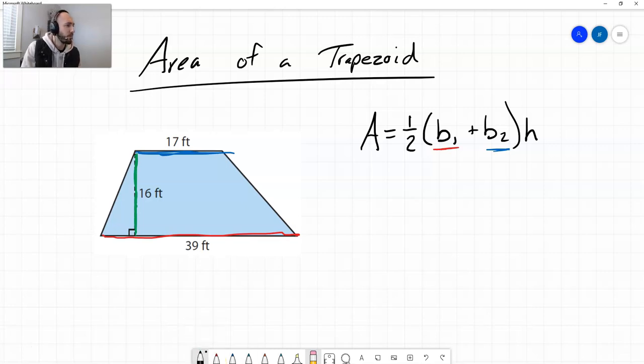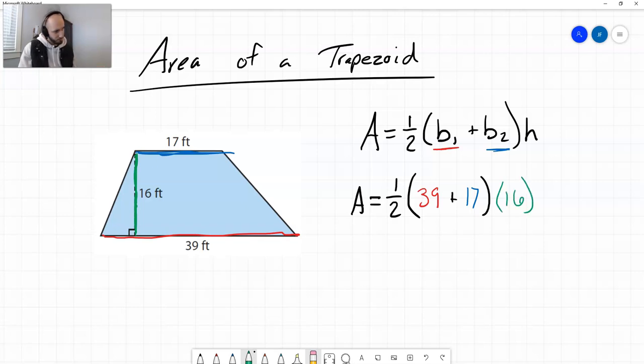So let's go ahead and fill in what we know. Area is going to be equal to 1/2, and I'll use the correct colors here. Base 1 is 39 plus base 2 is 17 times our height is 16.